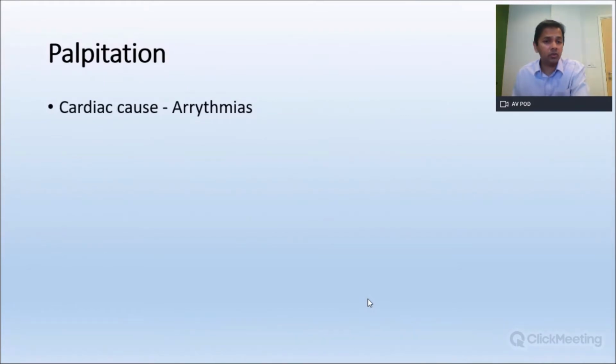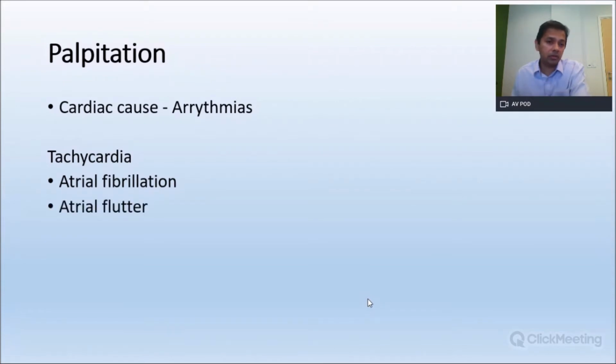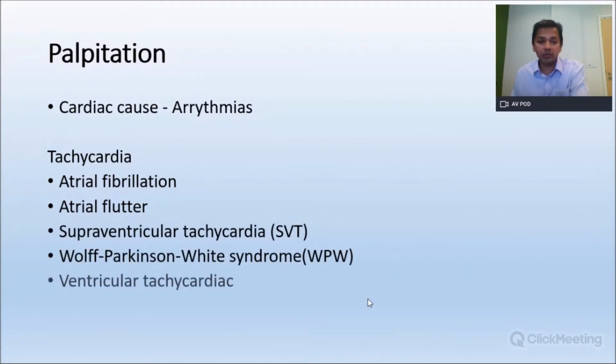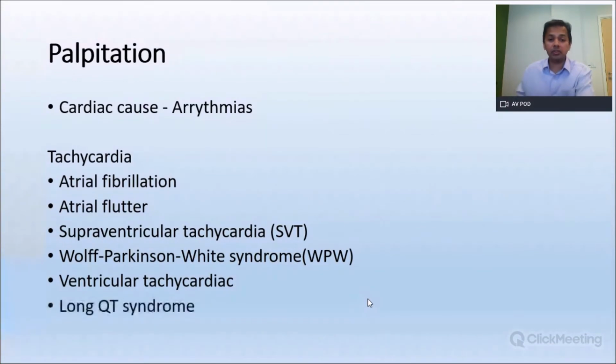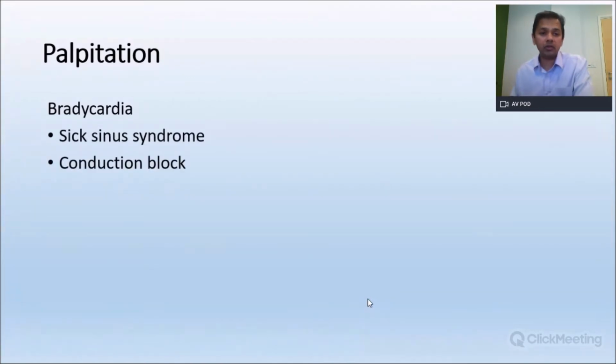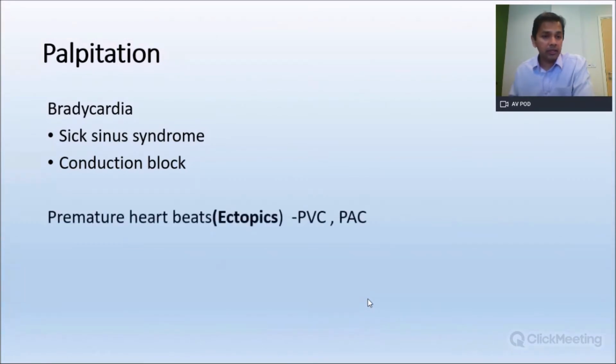Those cardiac causes, most of the time we need to rule out arrhythmias. Arrhythmias which cause tachycardia, examples are atrial fibrillation, atrial flutter. These two normally you see in elderly people. And then there's supraventricular tachycardia, WPW, ventricular tachycardia, long QT syndromes. Arrhythmias which cause bradycardia can be a sick sinus syndrome or conduction block, AV block. Normally you see this in elderly people. And then there's premature beats and ectopics.